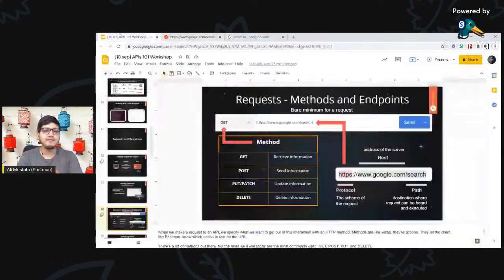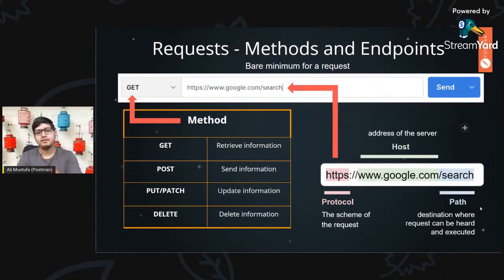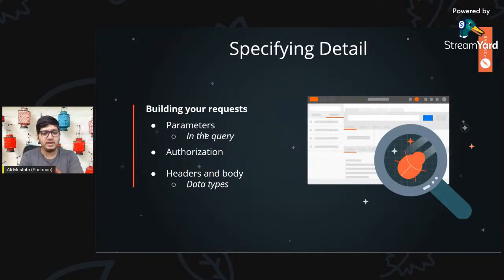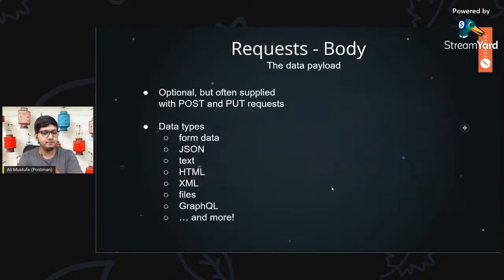Okay. Back from the demonstration, going back to the presentation. Now, if you want to specify more details, you can obviously specify params. You can authorize yourself and add metadata, like headers, or add a payload, like body data. So you can use these to work with APIs. We will see body and parameters like query parameters in our example.